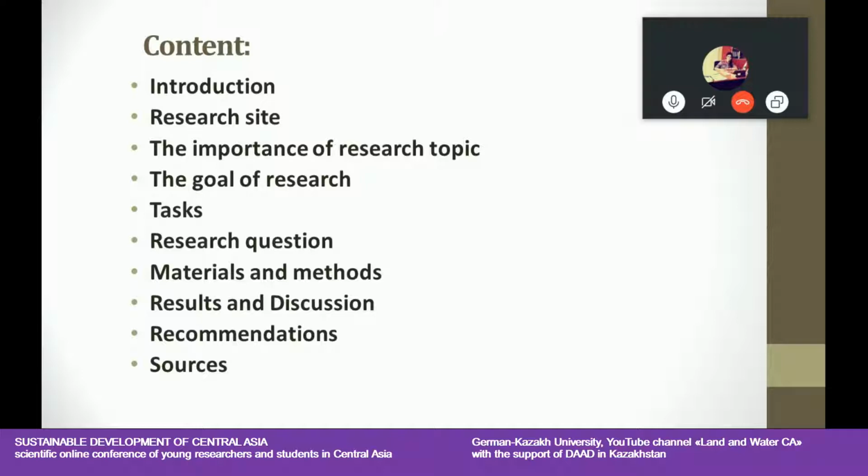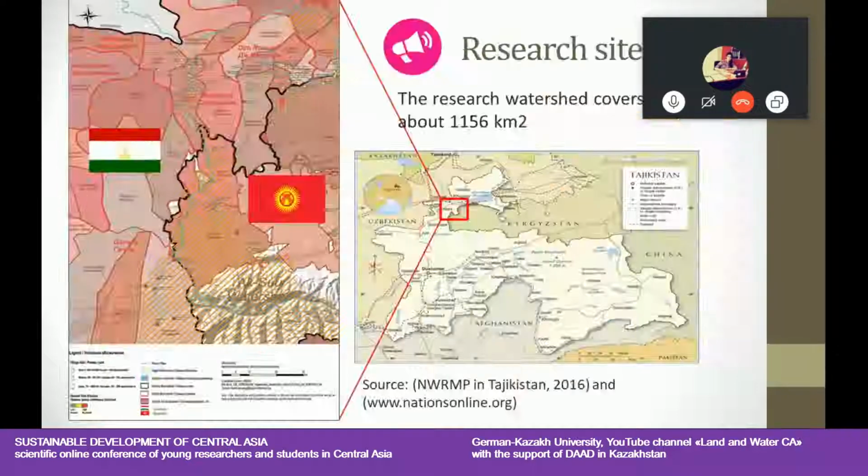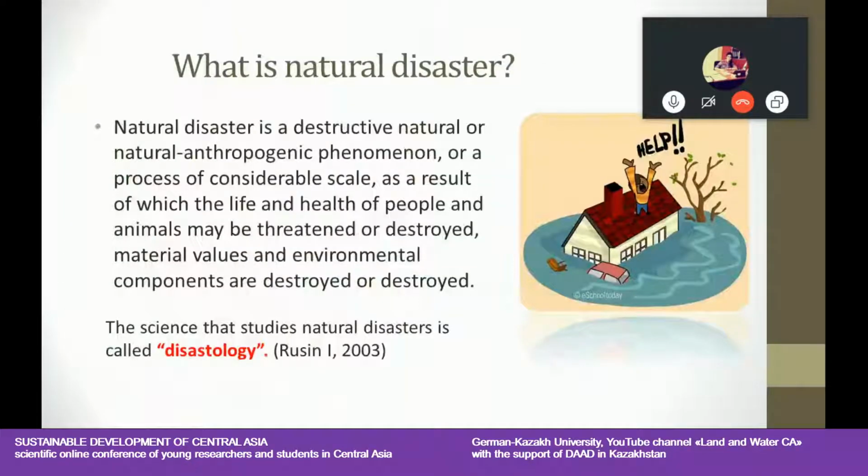recommendation. So coming to natural disaster, according to some articles, a natural disaster is a destructive natural or anthropogenic phenomenon as a result of which the life and health of people and animals may be threatened or destroyed. And we should know that the science that studies natural and anthropogenic risks is called disastology.